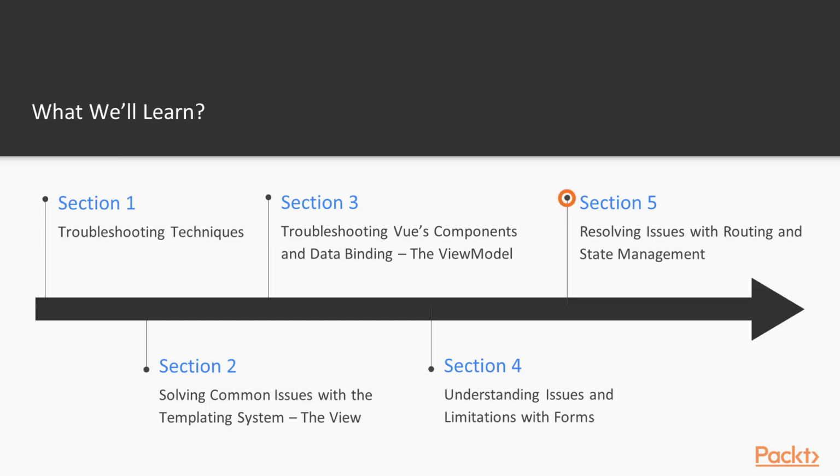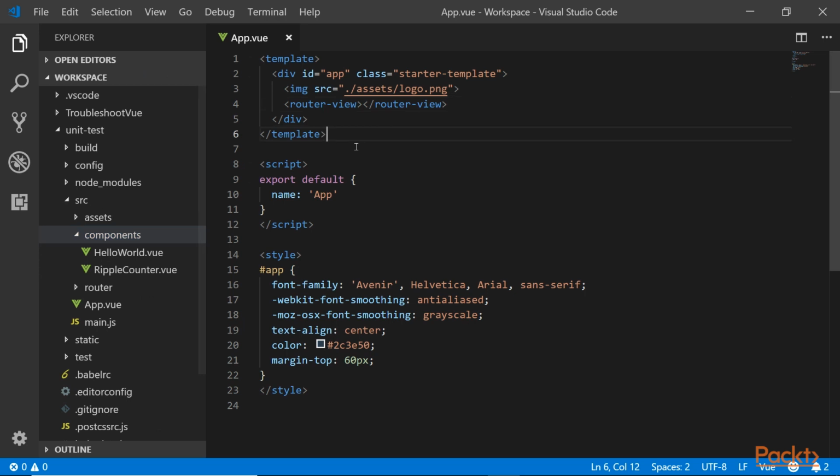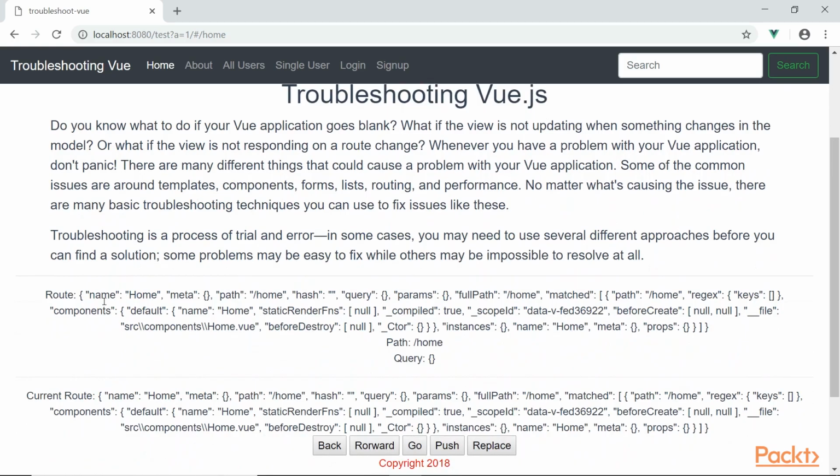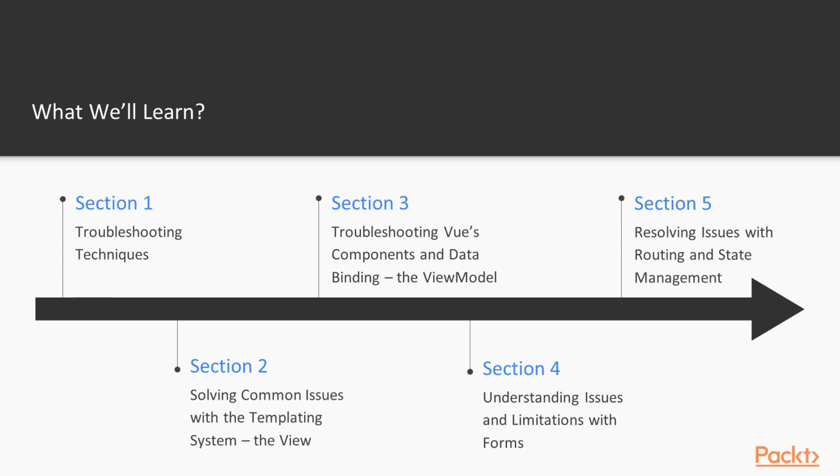Then in section 5, we'll learn to resolve issues with routing and state management. This is an extremely important section if you are building large and complex SPAs, or single-page applications. And finally, we'll finish it off in section 6 with some basic unit testing and debugging techniques.